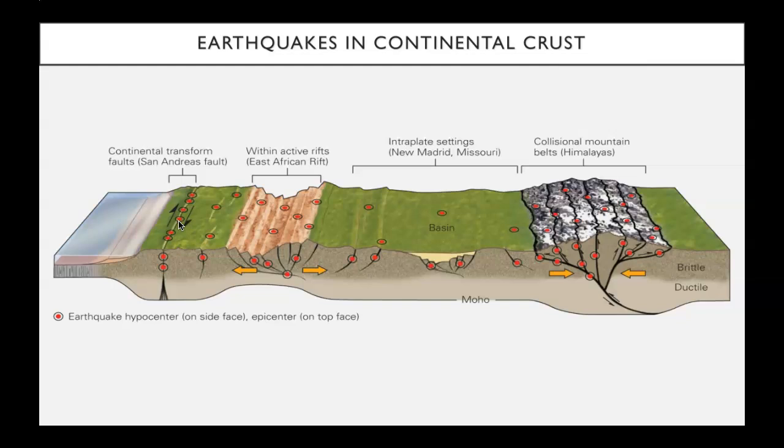Here is the East African Rift Valley, where we have a bunch of tiny little normal faults in here and earthquake activity. To the right here is a basin, and this is showing New Madrid, Missouri. So that's not along the plate boundary. That's in the middle of the North American plate, and it's an old sedimentary basin that has the weight of sediments on it and old faults under there that are reactivated from time to time.